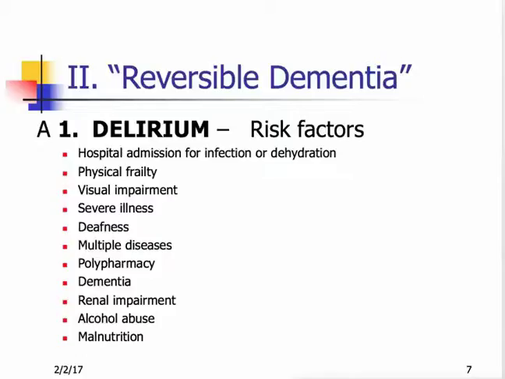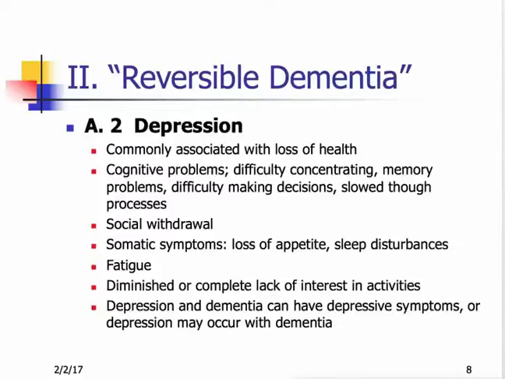So I just mentioned some of the causes, so risk factors kind of go along with that, and this is right out of your textbook. Hospital admission for an infection or dehydration. We already talked about infection. Physical frailty, visual impairment, severe illness, deafness, multiple diseases, polypharmacy, already mentioned about different medications, dementia. So actually, someone with dementia is more prone to get deliriums as well. So it's almost like getting an exacerbation of their condition. Alcohol abuse and malnutrition.